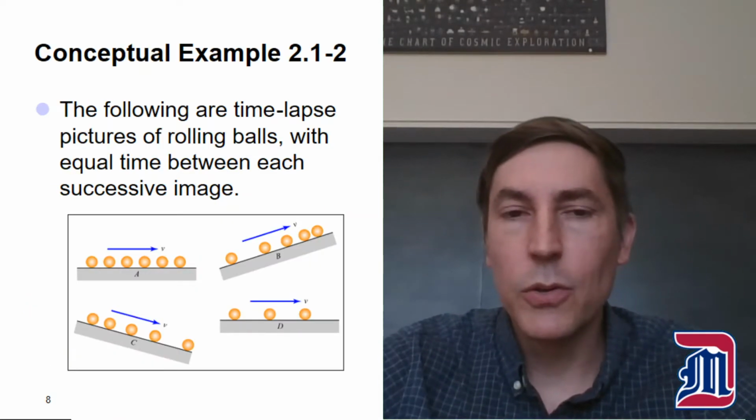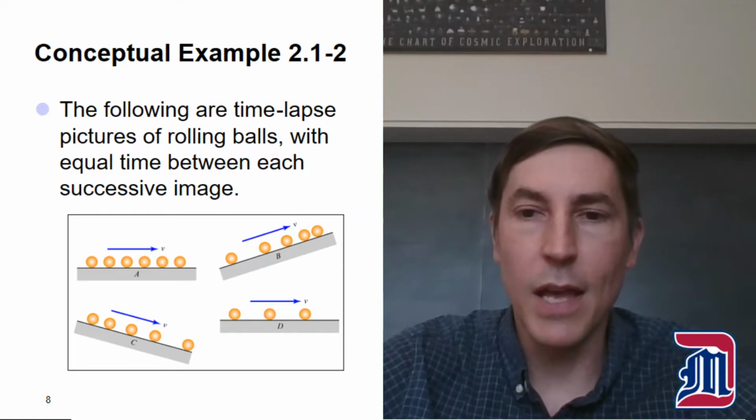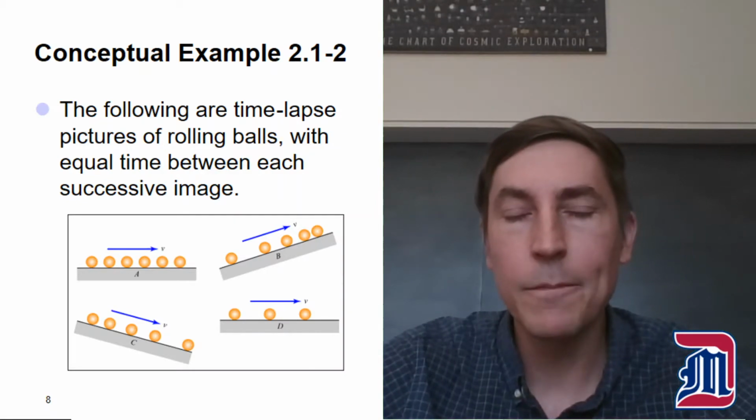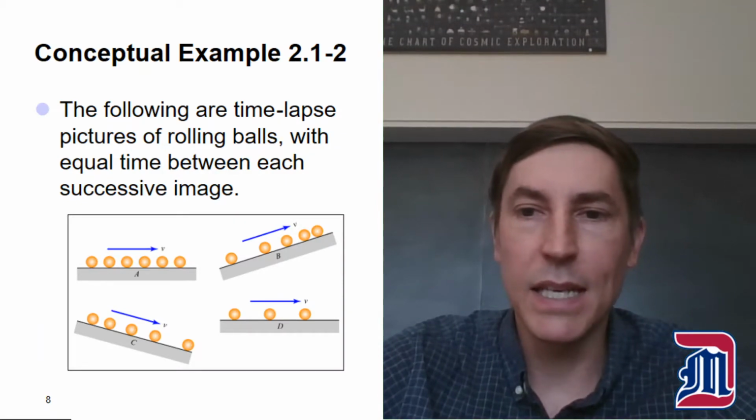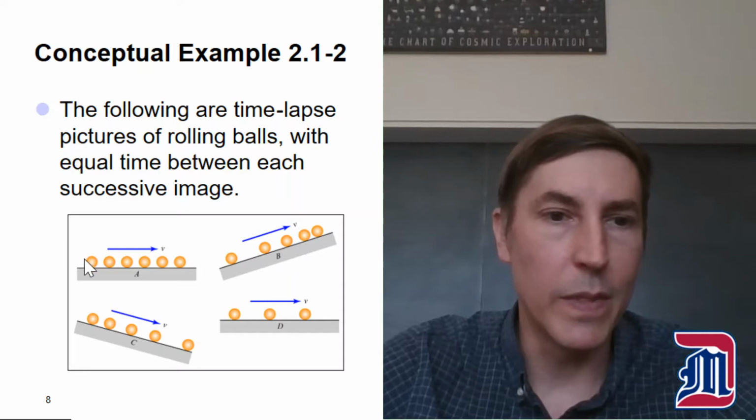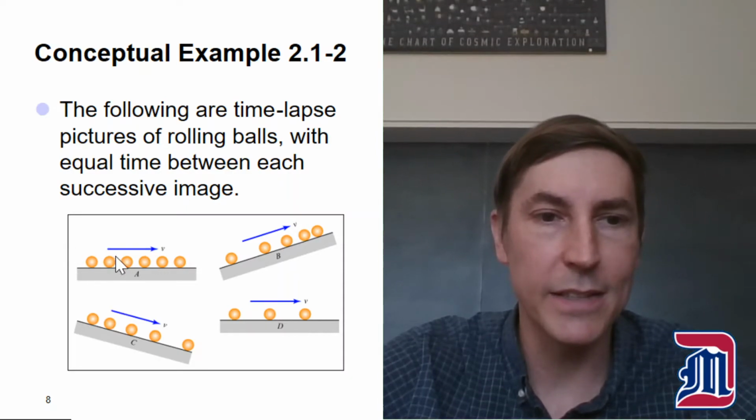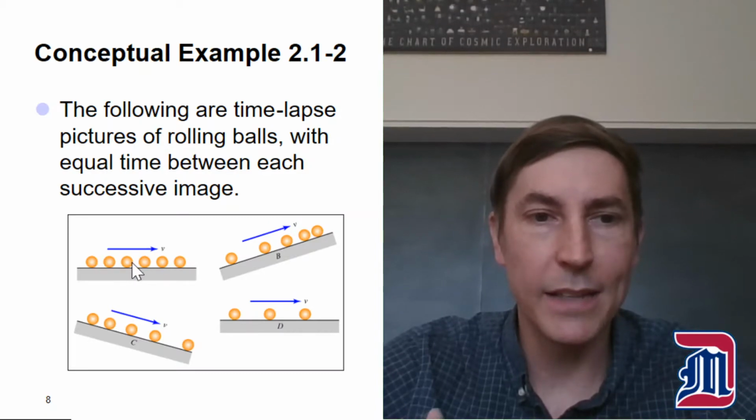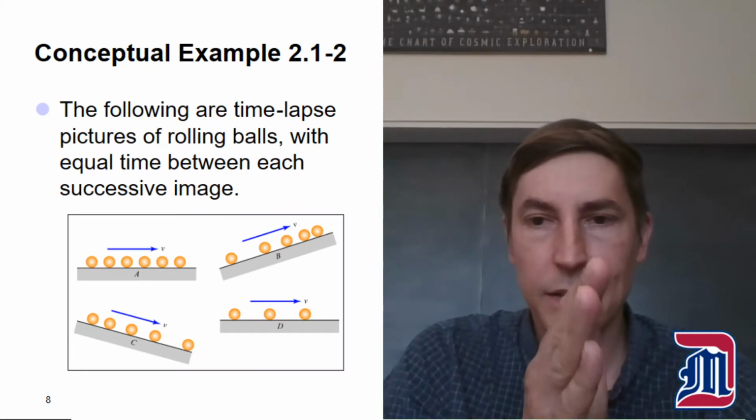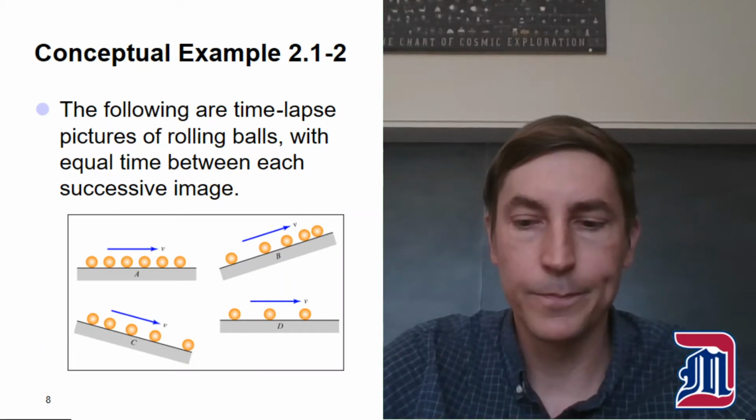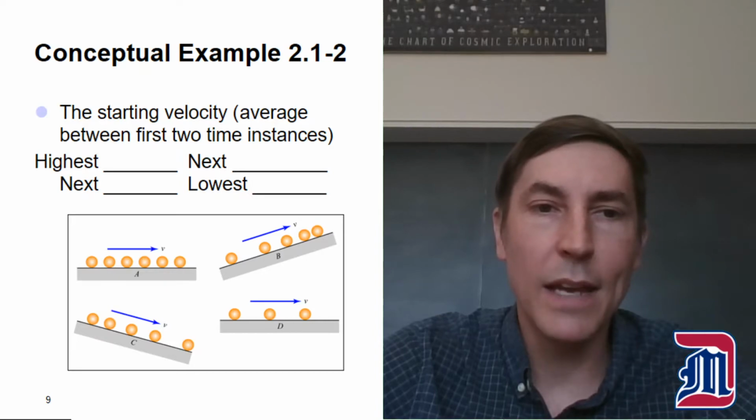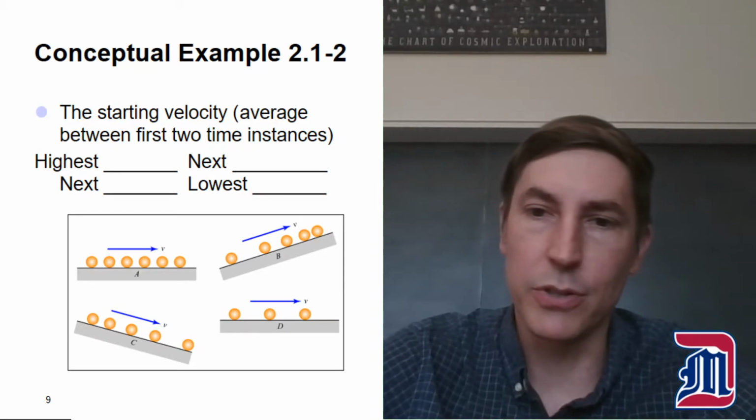So here we're going to do a little example to try to give us a better sense of what velocity is. Here we have these snapshots of a ball rolling. Each snapshot is an equal amount of time after the preceding snapshot. So this first snapshot was maybe time equals 0 seconds, the next at time equals 1 second, 2 seconds, 3 seconds. Each snapshot is the same amount of time after the preceding one. And here, I want you to look at each of these and rank the velocity of each of the pictures.